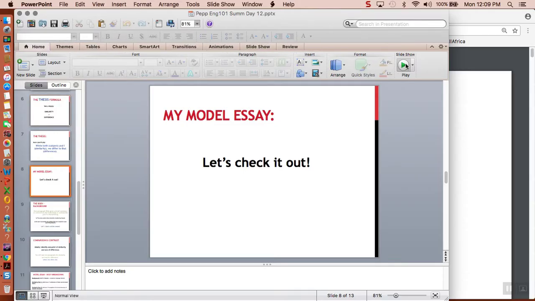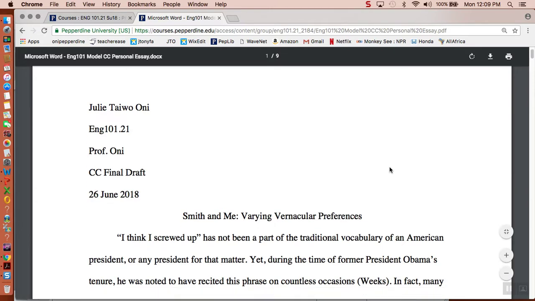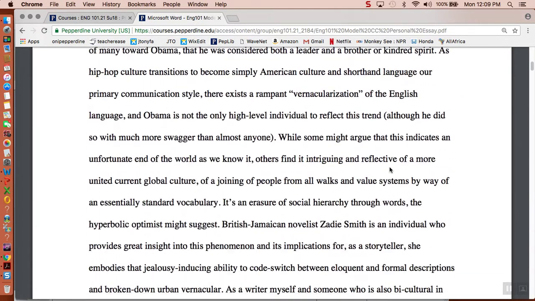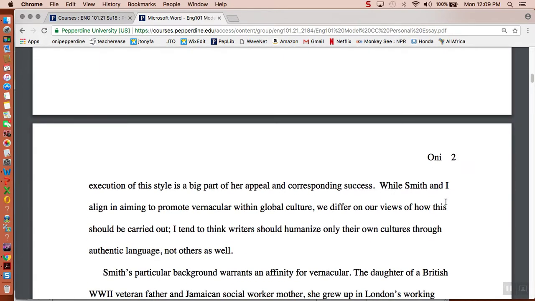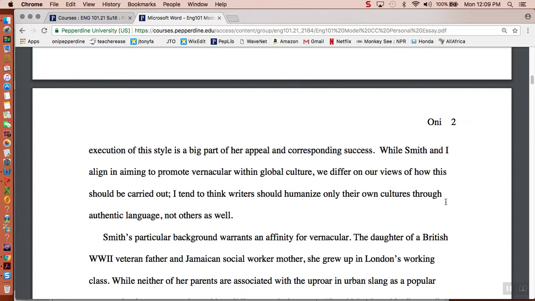So let's check it out in the model student essay, or my model essay that we have here. So we already looked over the introduction, which you can check out on your own. But here I have the thesis. So it says, well, Smith and I align in aiming to promote vernacular within global culture. We differ on our views of how this should be carried out. I tend to think writers should humanize only their own cultures through authentic language, not others as well. So I have here the setup of a very specific connection, right? The idea of aiming to promote vernacular within global culture.